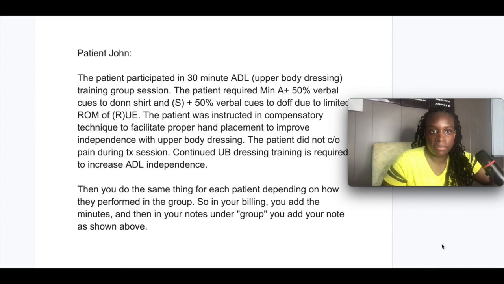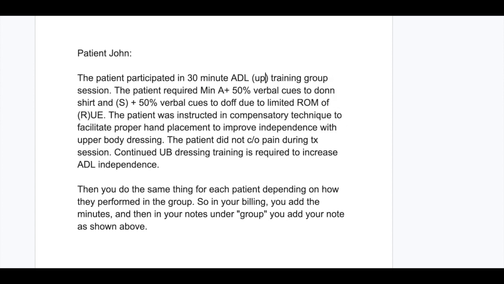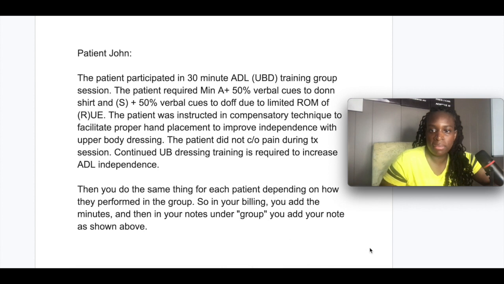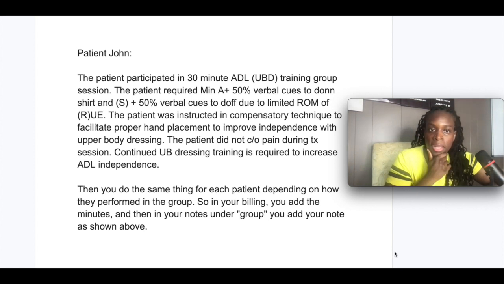And yeah, let me continue. Sorry, I forgot to add that part in. You could either write it like how I did, upper body dressing, or let me give you another way of writing it. You can just write it as this, okay? Both ways work just fine. And again, don't get too hung up on how you're writing it, particularly just make sure you have the structure down. All right. So the patient participated in 30-minute ADL training group pertaining to upper body dressing session.